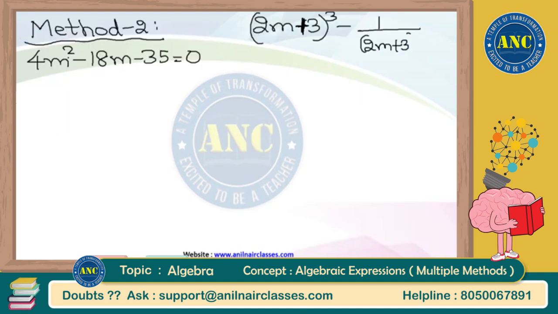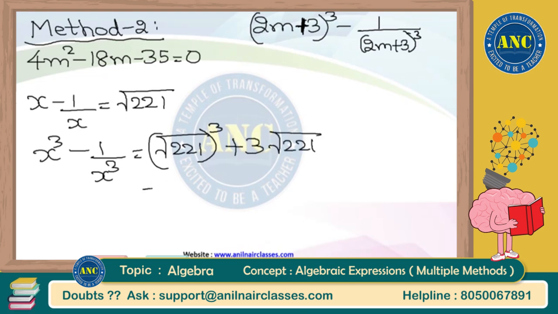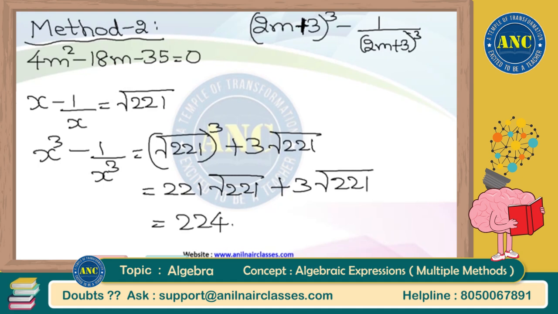But if you really want to be very sure about your answer, then just check it. x minus 1 by x is nothing but the square root of 221. So x cube minus 1 by x cube will be equal to root of 221 whole cube plus 3 into root of 221. So this is 221 root of 221 plus 3 root of 221. Final answer is 224 into root of 221.